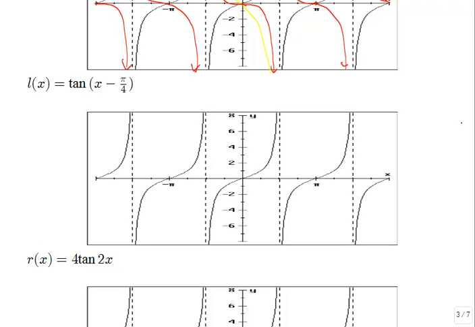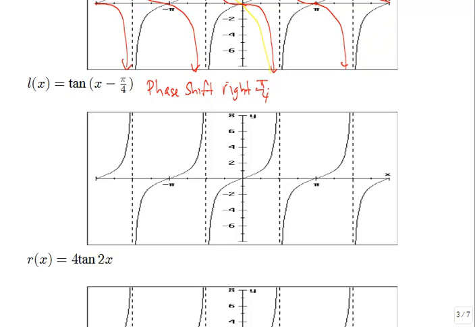Alright, tangent of x minus pi over 4. What does that minus pi over 4 do? Well, it's a phase shift. We don't have a coefficient in front of x, so we don't have to worry about factoring anything out first. And because this is a minus, this means we want a phase shift to the right, pi over 4.